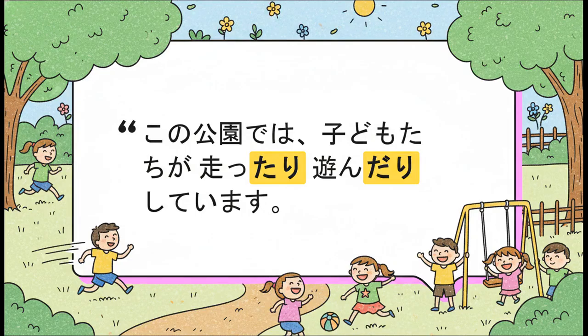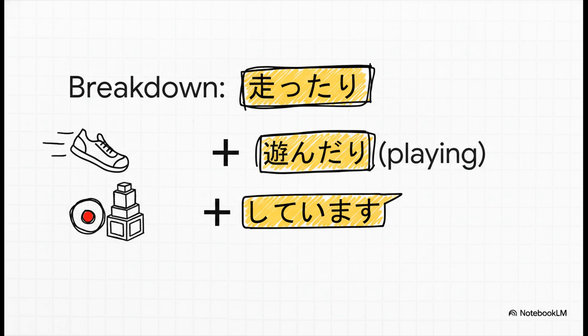Here's another great one. This sentence is describing a busy park scene. It says the kids are doing things like running and playing. This grammar is perfect here because it helps paint a picture of all this stuff happening at the same time, not like a one after the other sequence. And if we look at the pieces, we've got hashittari for running and asondari for playing. But the real key here is that final verb, shiteimasu. That's our signal that this is an ongoing scene, like a snapshot of what's happening right now.